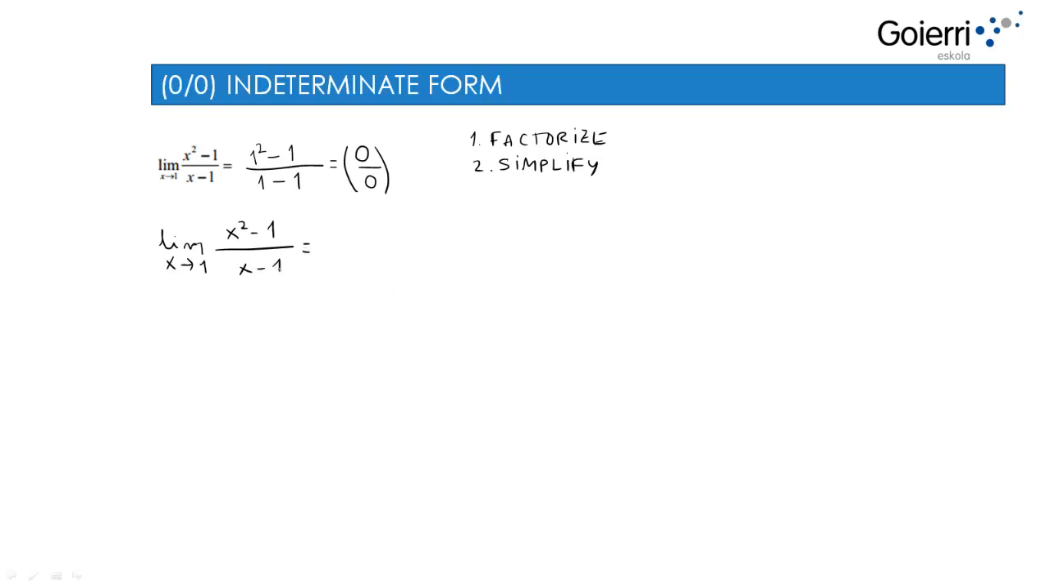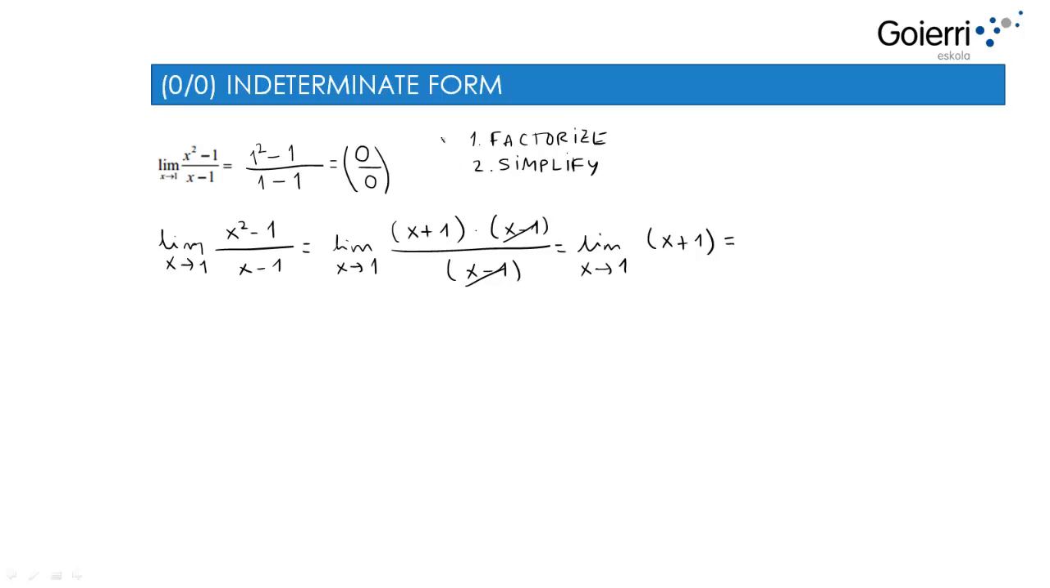Okay, I think it's quite clear that the numerator, we can factorize it. So instead of x squared minus 1, you can write it like this: x plus 1 times x minus 1. Okay, so now we can simplify x minus 1, and we get the limit as x approaches 1 of x plus 1.